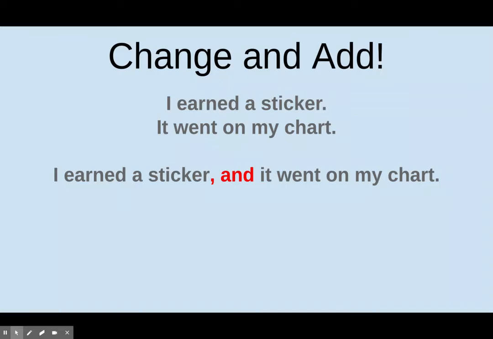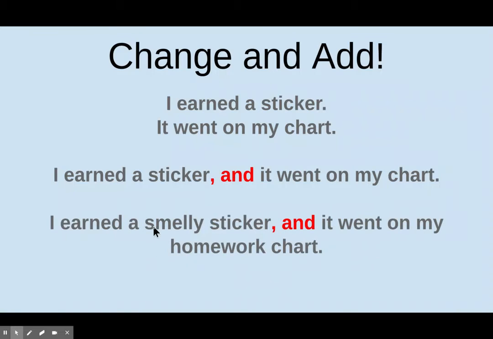I'd give you about a 2 to a 3 if you got the right conjunction, yay, because this is similar things happening together. Okay, now this is what I really wanted. I wanted you to put an adjective before sticker, and I wanted you to put an adjective before chart. I earned a smelly sticker, and it went on my homework chart.